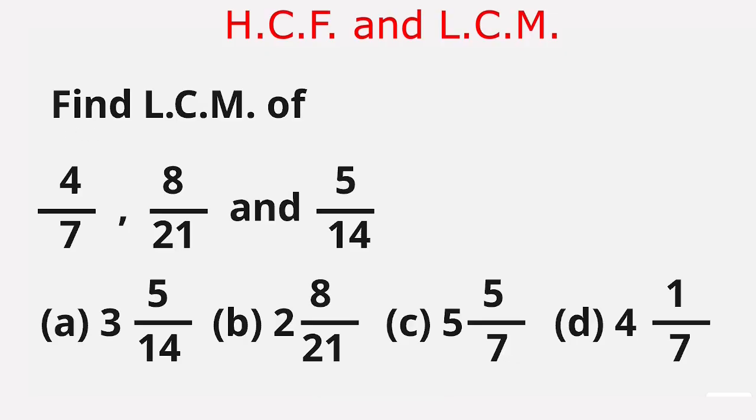Our question is find LCM of 4 upon 7, 8 upon 21 and 5 upon 14. The given options are option A, 3 whole and 5 upon 14, option B, 2 whole and 8 upon 21, option C, 5 whole and 5 upon 7, option D, 4 whole and 1 upon 7.